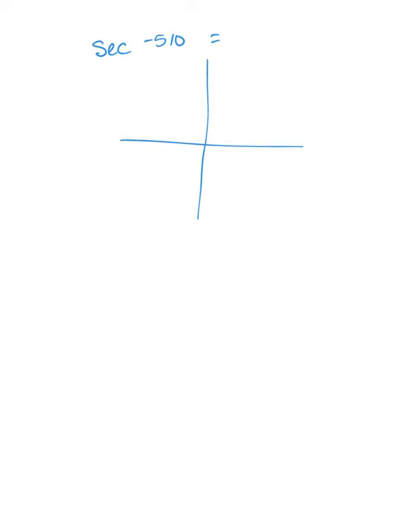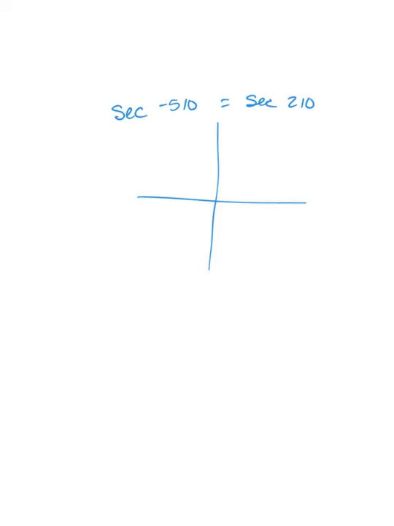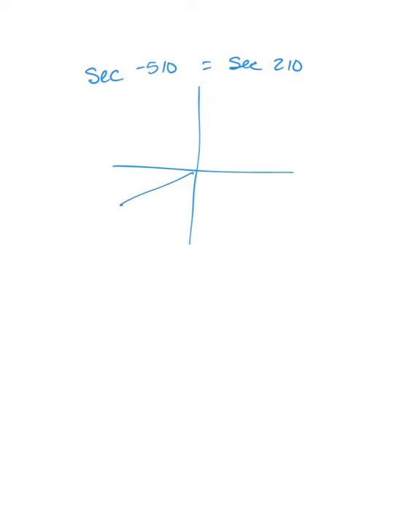So secant of -510 is the same as secant of 210. And 210 is right here somewhere. What's in the parenthesis for 210? 210 is -root 3 over 2, -1/2. When I'm looking for the secant, the cosine goes with the secant, okay? So I find the cosine and I flip it. So it would be -2 over root 3.